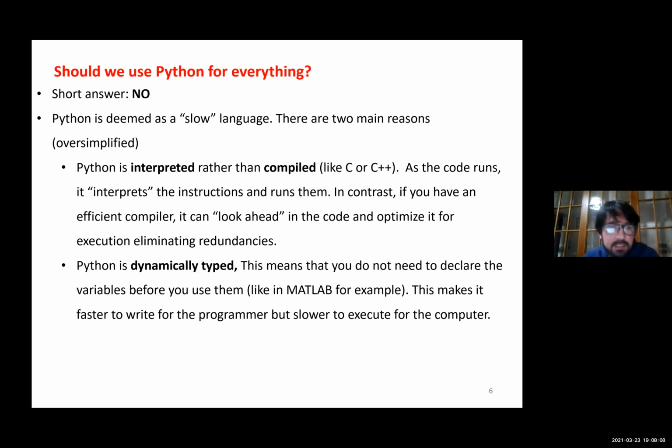And the other reason is that Python is dynamically typed. And this means that you don't need to declare variables before you use them. This is similar to how MATLAB does it.